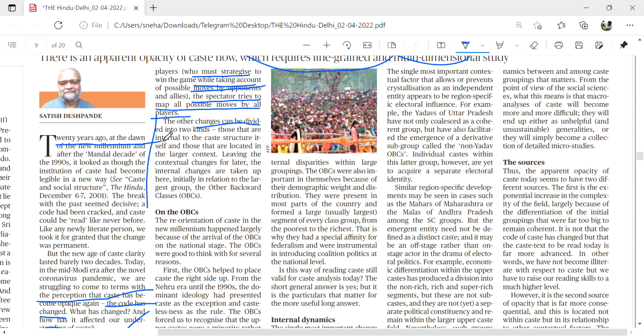The changes can be divided into two kinds: those internal to the caste structure itself, and those located in the larger context, leaving the contextual changes for later. The internal changes are taken up here initially in relation to the largest group, the other backward classes. Based upon conceptualization as well as contextualization, we will be deciding.